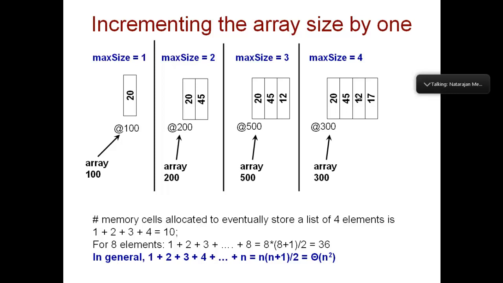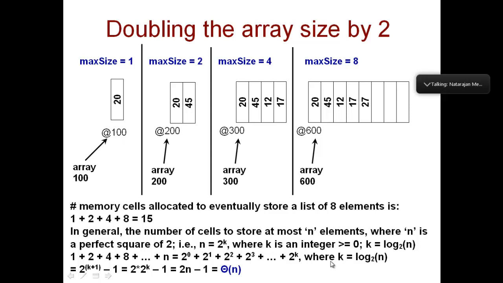So in general, if you have to store n elements, and you are starting from a list of size 1 and you are incrementing the list size by 1 each time, the number of memory cells allocated is 1 plus 2 plus 3 up to n. That's going to be n times n plus 1 over 2, which is Θ of n square. So what we find out is, if you increment the array size by 1, you end up spending Θ of n square space rather than Θ of n space by doubling the array size.